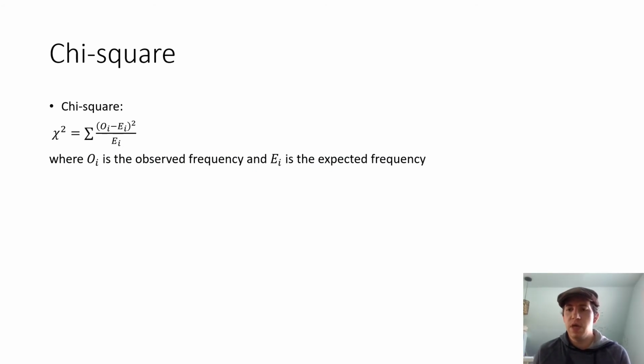Chi-squared is computed the same way that we did in the past. We're going to take the observed, subtract the expected, square that, divide by the expected. We're going to do it for each space in the table, and then we're going to add up all those spaces.